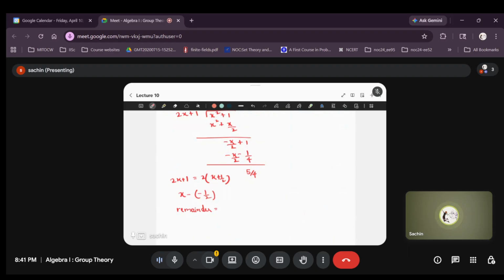The remainder is g of alpha, where alpha is minus half and g is x square plus 1. So it is minus half square plus 1, which is 5 by 4. We can directly write it.